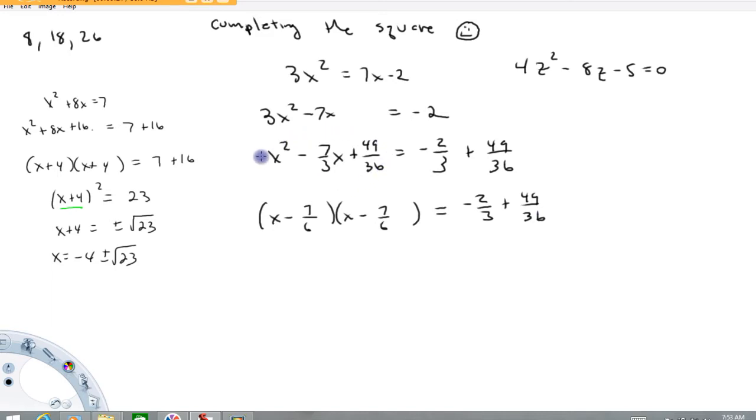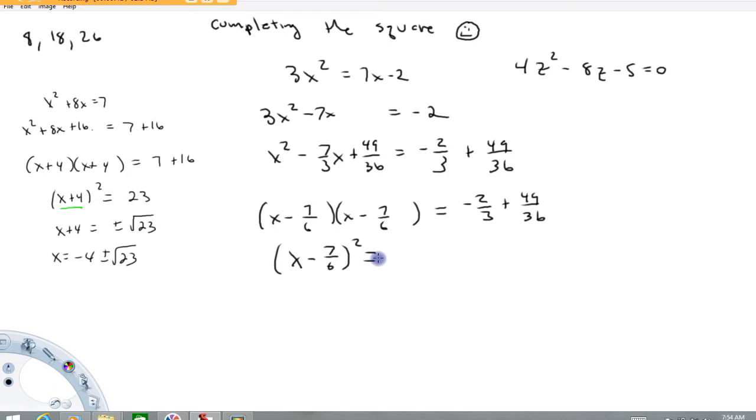This left-hand side, by design now, is equal to this. Multiply it out and you'll see. Boom. Outer and inner gives this. Last term gives this. So this left-hand side is now equal to x minus 7/6 squared equals the right-hand side.